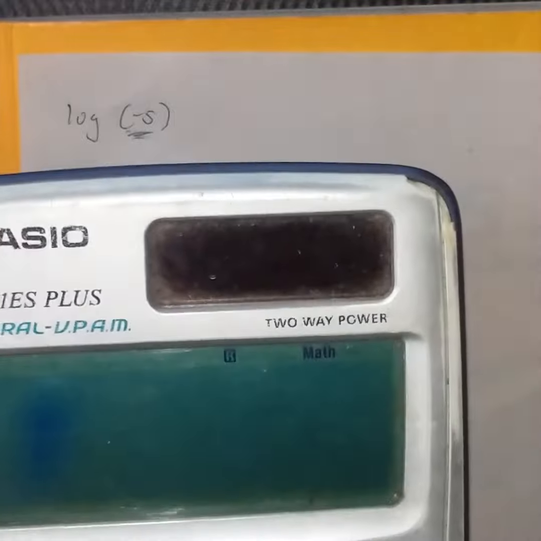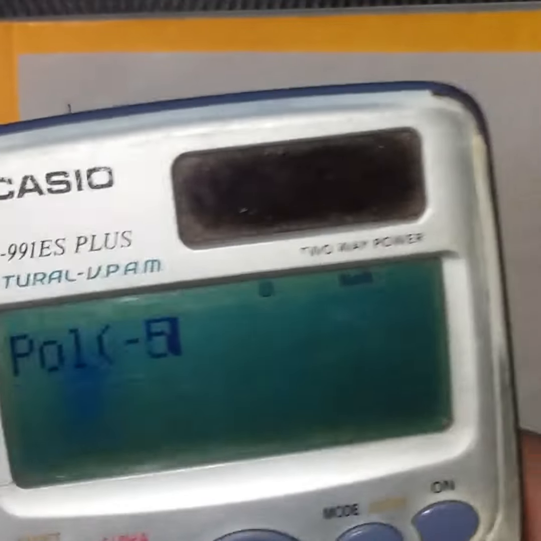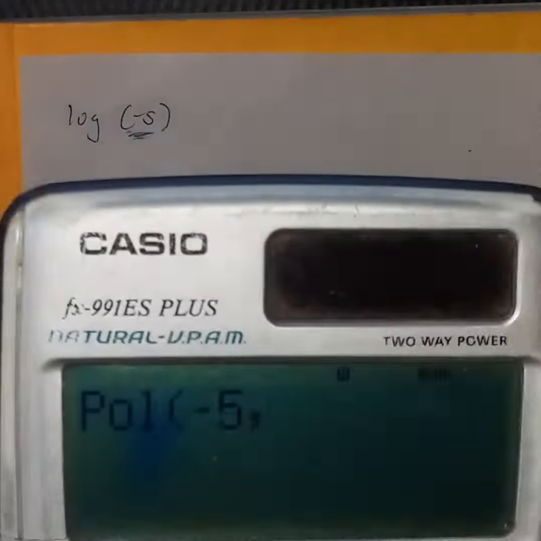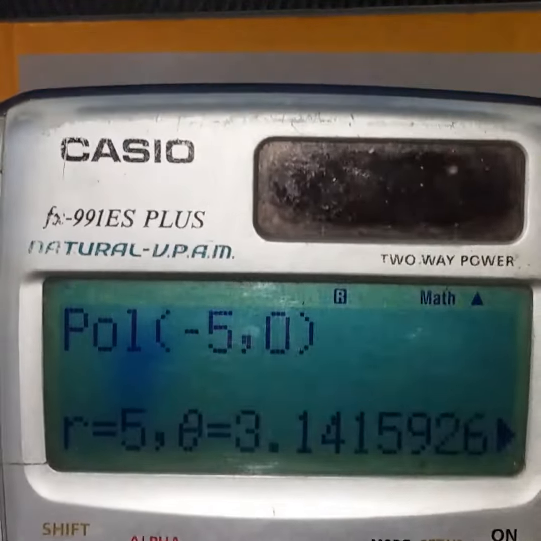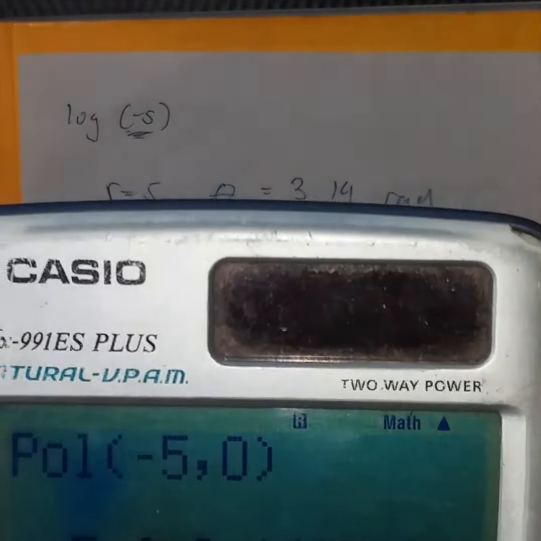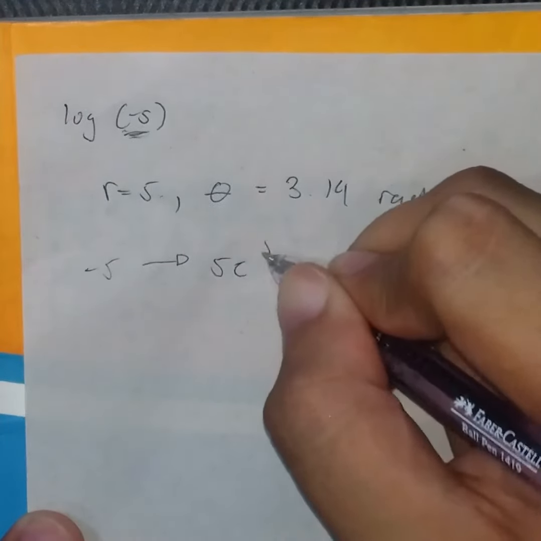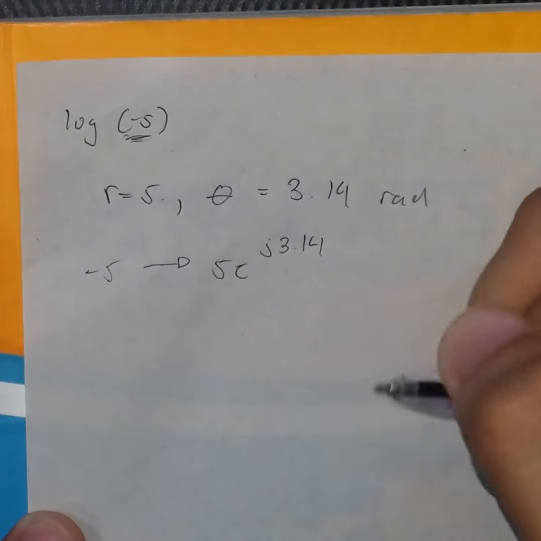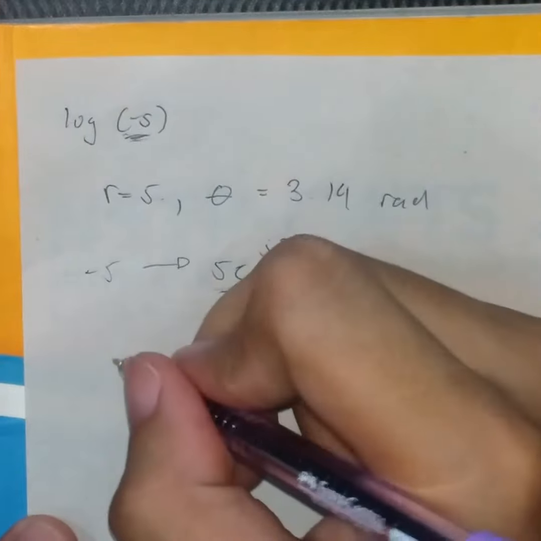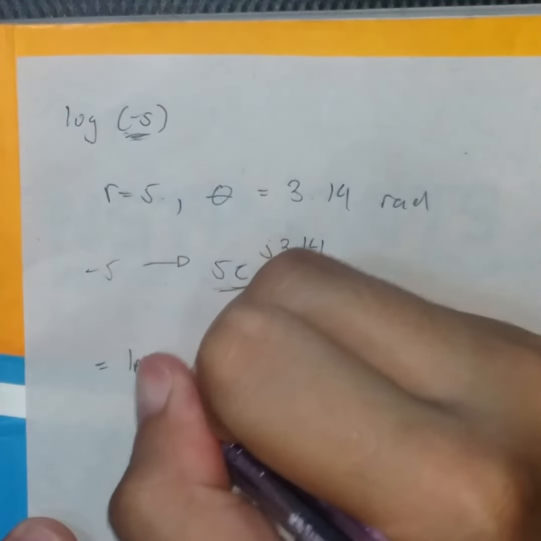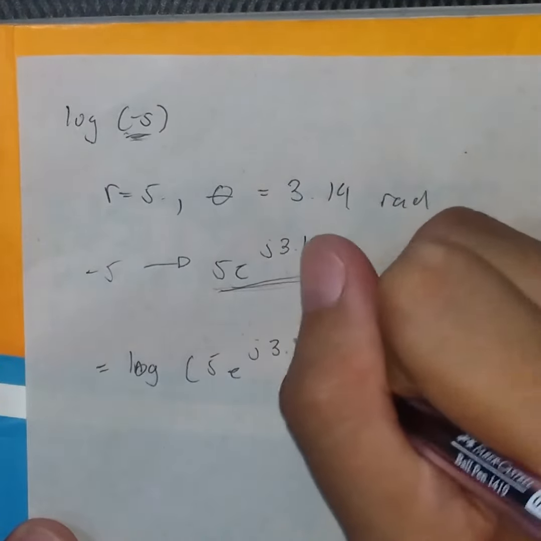So we just shift pol. So negative 5, and our imaginary part is just 0. So we get 5 with an angle of 3.14 rad. So negative 5 is just 5e raised to j 3.14. We replace negative 5 with this one. So we get log of 5e raised to j 3.14.